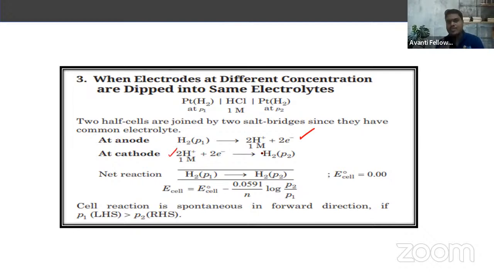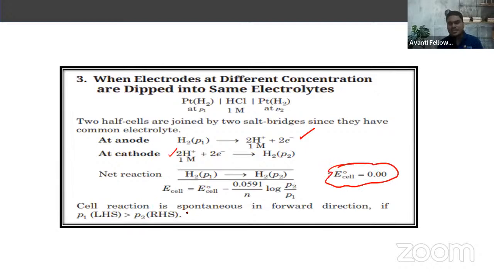So remember this case, when the electrodes at different concentration are dipped into the same electrolyte. This is just the reverse of the first case. Here, electrodes at different concentration are dipped into the same electrolyte. Clear? So here E cell is equal to E naught cell minus this. E naught cell again here comes out to be 0.